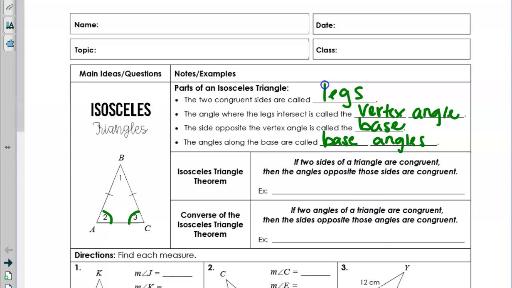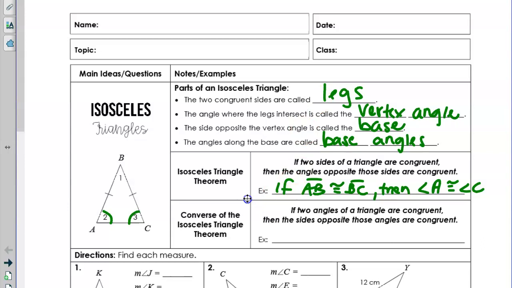So the way it would look in a proof, it would say if segment AB is congruent to segment BC, so if the legs are congruent, then the base angle, so we would say angle A is congruent to angle C. So if the legs are congruent, then the angles are congruent. Or 2 and 3. Yes, the same thing. Yep. Okay.